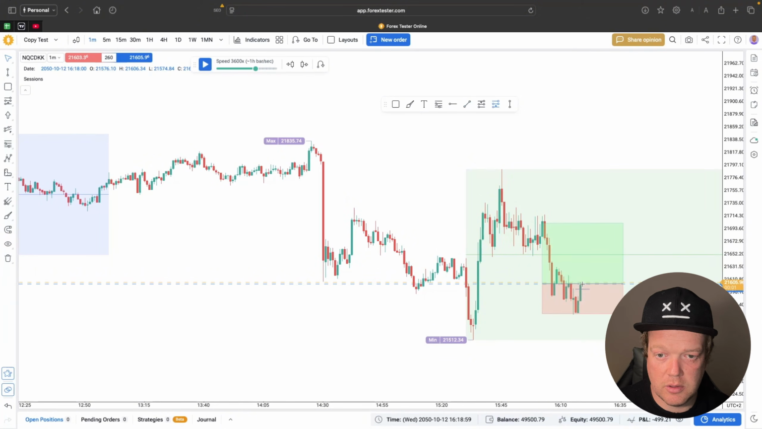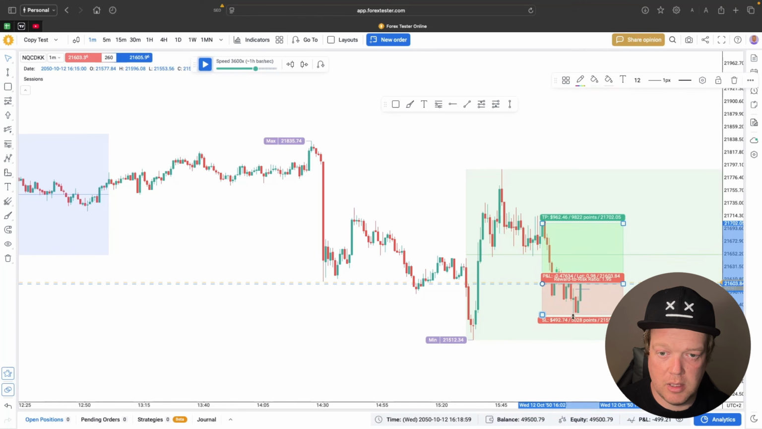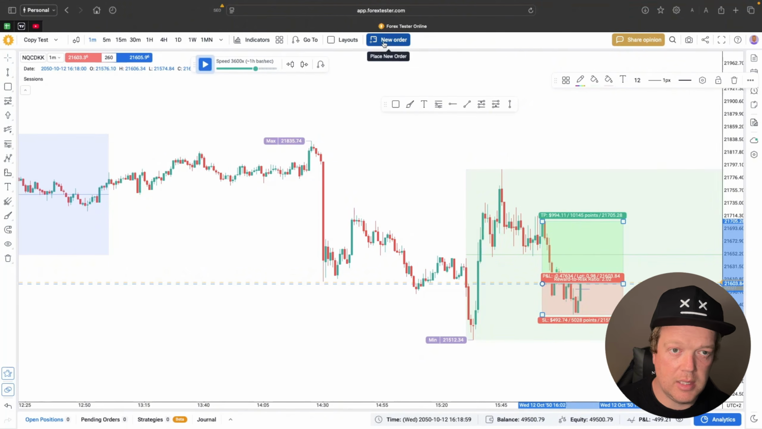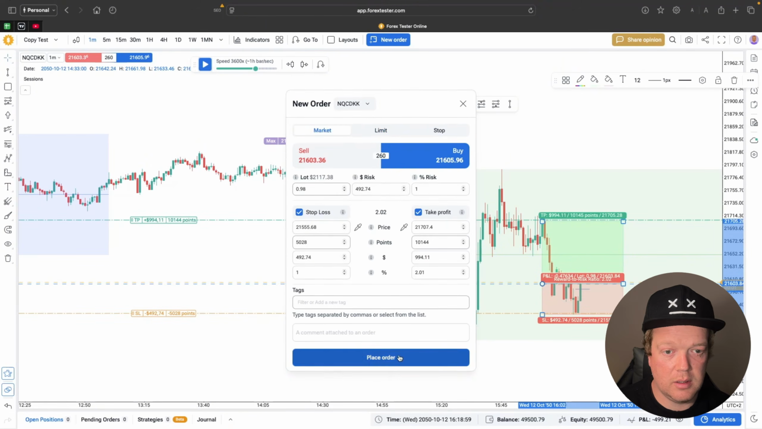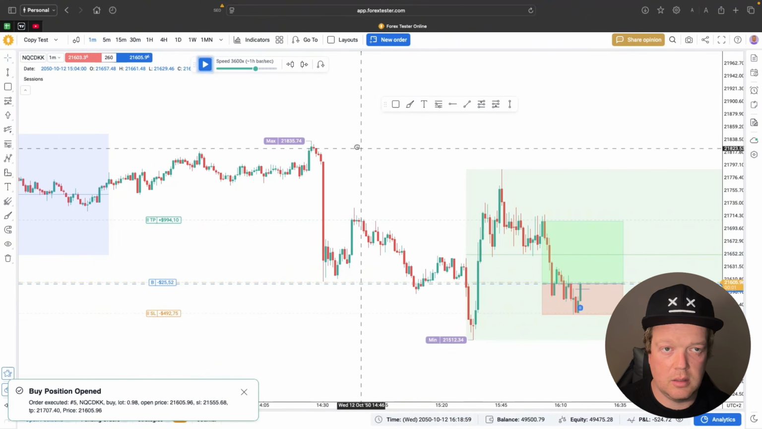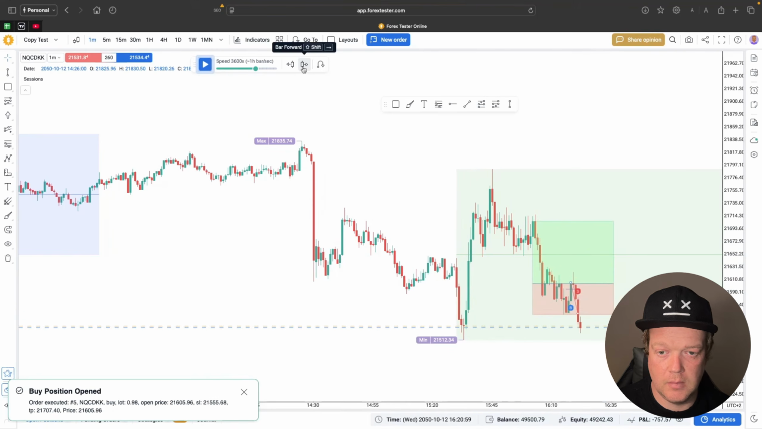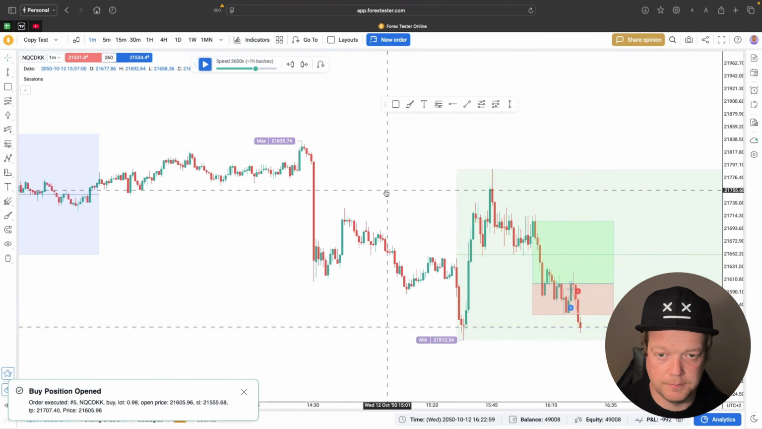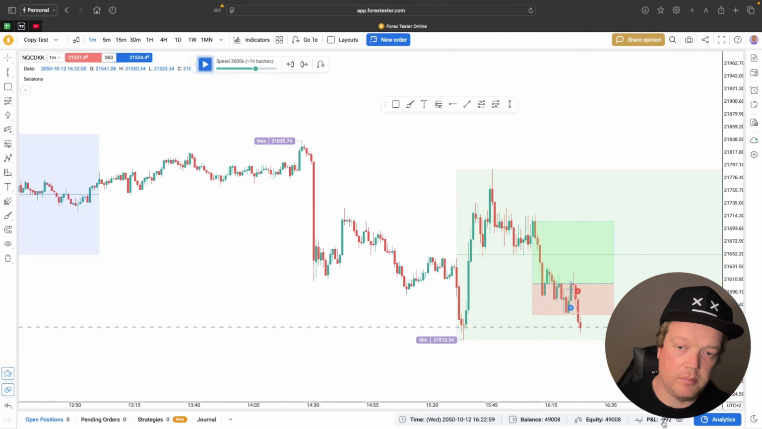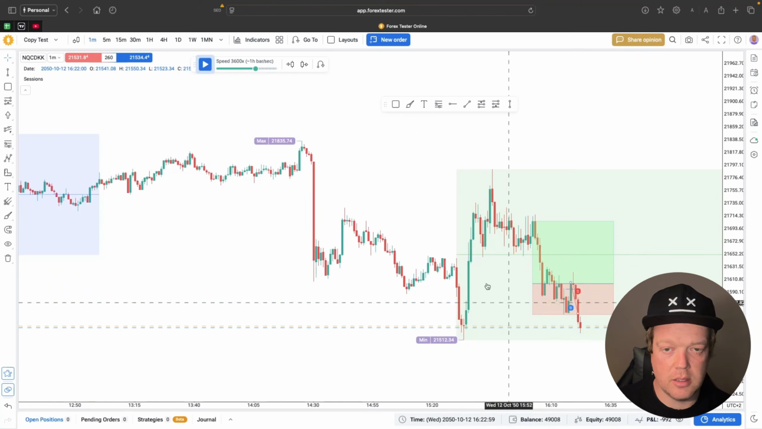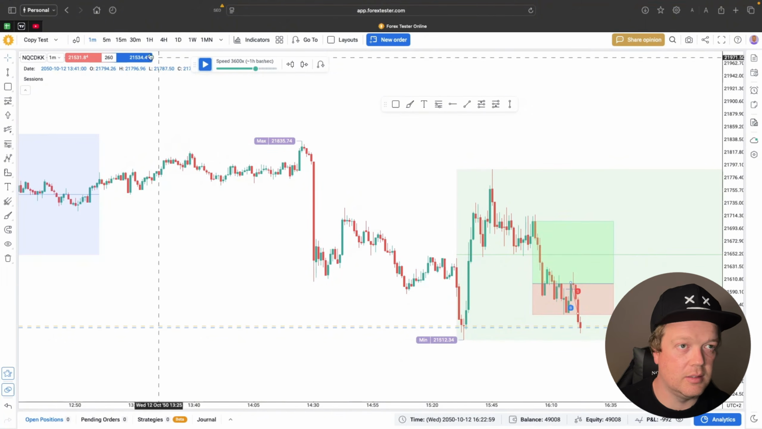Let's enter our trade, put our stops below this low, and let's target a fixed 1 till 2 risk to reward trade. Let's place our order right over here and let's see what happens. And we got stopped out. And we are back at minus $992.